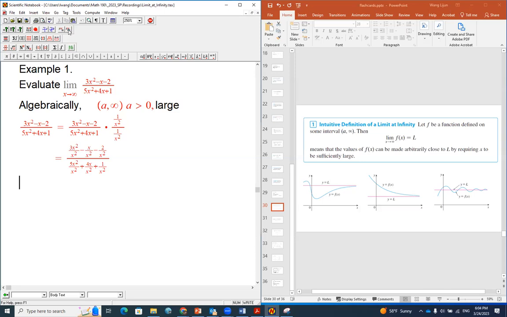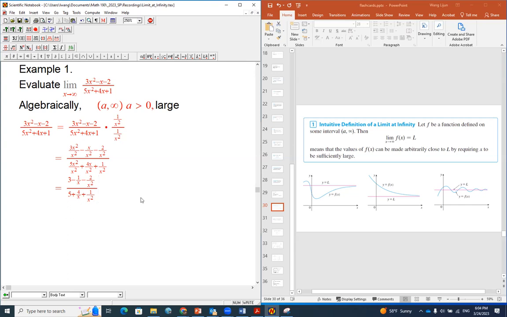We're going to simplify this. The x squared reduces, so we have 3. And x over x squared leaves 1 over x. And 2 over x squared cannot be reduced. And over here, that's a 5. And this one, x over x squared gives 1 over x, and then 1 over x squared.